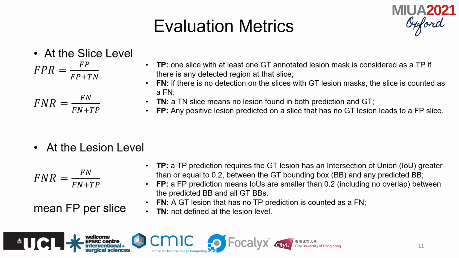For example, at the slice level, one slice with a ground truth lesion and at least one predicted lesion is counted as a true positive slice. At the lesion level, a lesion is regarded as a true positive if one ground truth lesion has an intersection over union greater than or equal to 0.2 between its ground truth bounding box and any predicted bounding box. At the lesion level, one difference is that there is no definition of a true negative lesion.